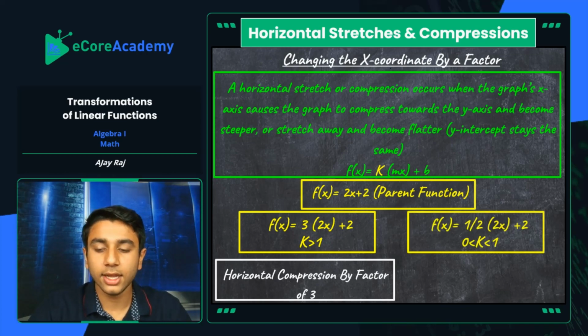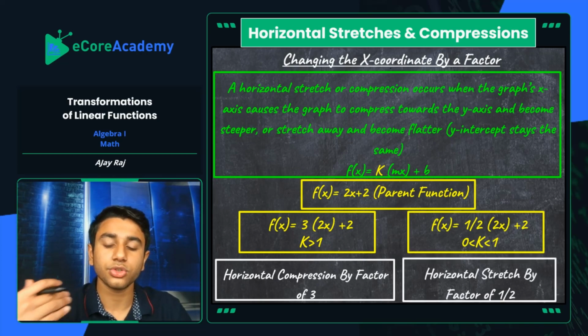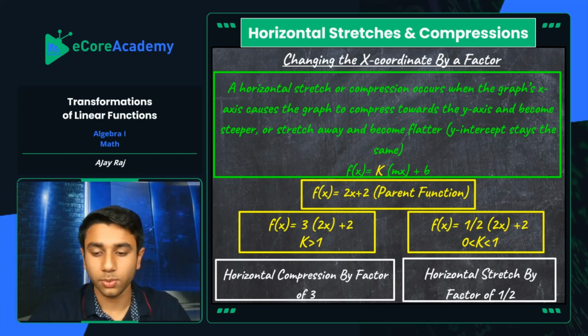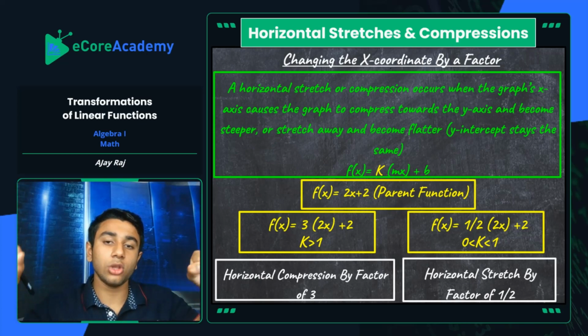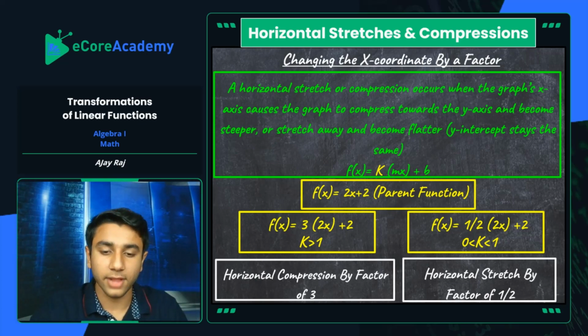Then on the right-hand side, we of course have our factor of 1/2, which is a fraction between 0 and 1, and that's going to cause a horizontal stretch whenever k is between 0 and 1. It's by a factor of 1/2, so it's going to stretch away from the y-axis and get closer to the x-axis, become flatter.